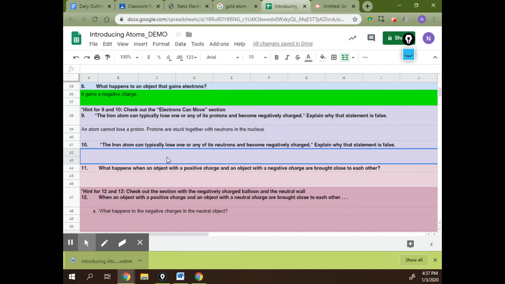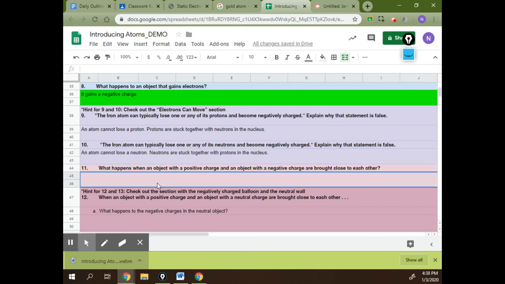An iron atom can typically lose one or any of its neutrons, become negatively charged. Explain why that statement is false. Same thing, but phrased differently. An atom cannot lose a neutron. Neutrons are stuck together with protons in the nucleus.